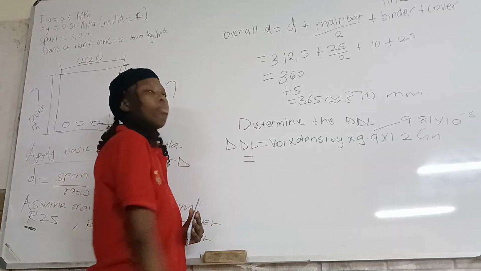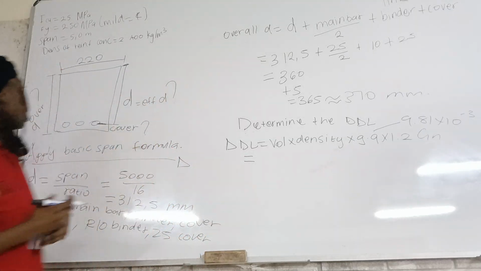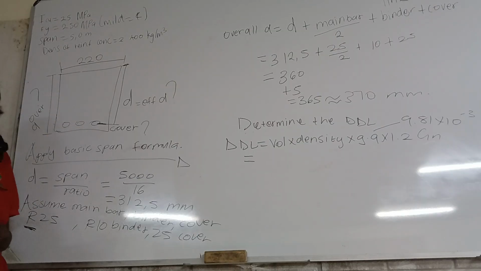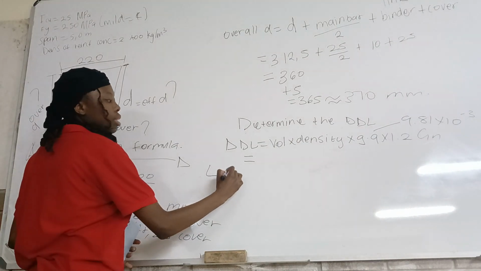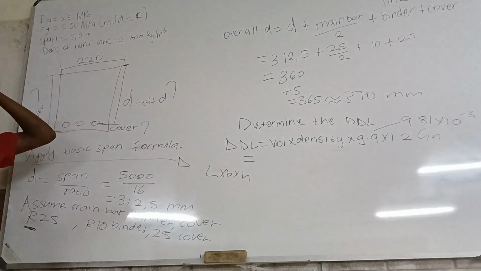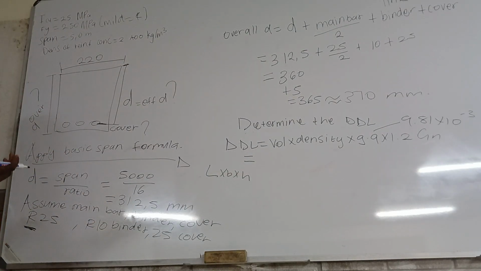Okay, so let us start. What is our volume? Remember that this is a rectangular beam again. The formula to calculate the volume of a rectangular beam is length times breadth times height again. So what is the volume there? What is our volume?